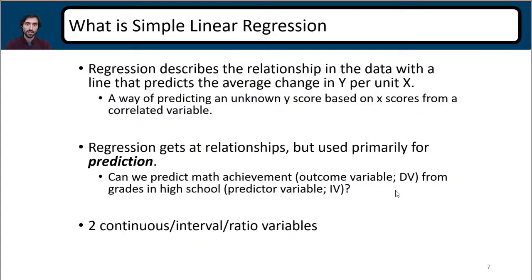So what is simple linear regression? Regression describes the relationship in the data with a line that predicts the average change of y per unit of x. So what is that saying? It's basically we're taking correlation and we're adding a line from all those little dots. So imagine a scatter plot, and we're creating a line to find some sort of association between the space in between the line and the variables, the little dots around.